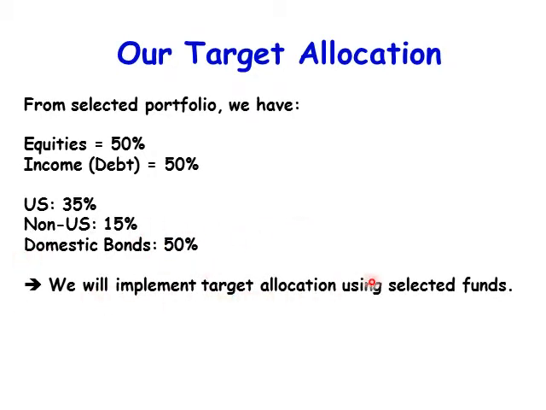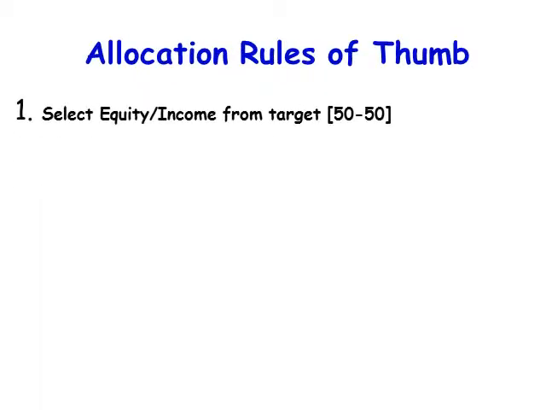We'll implement the target allocation using the funds we have already selected. So let's see what we do first. First of all, we select the equity to income ratio, which is 50-50. They are equal value. Equity is 50%, income is 50%.